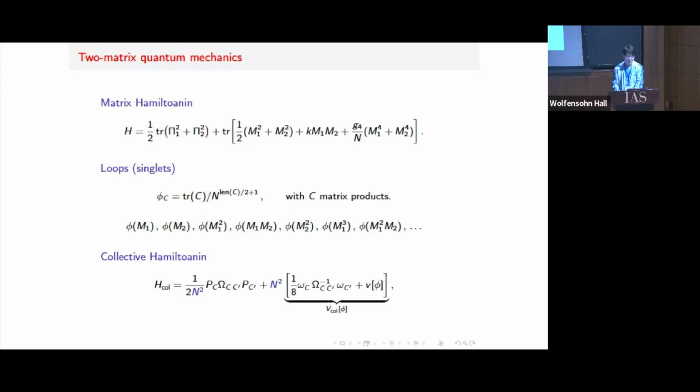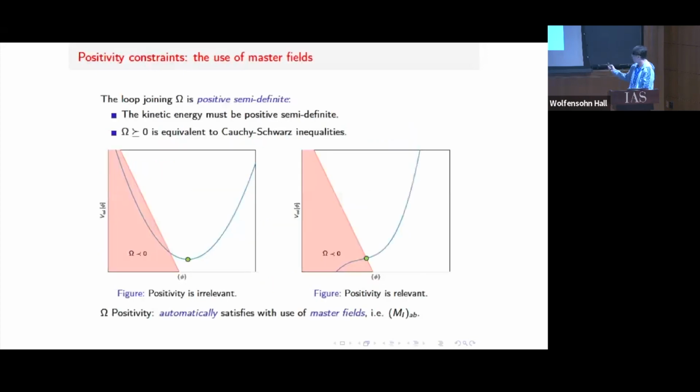And in the large N limit, we can actually express the original matrix Hamiltonian in terms of a collective Hamiltonian, which is in terms of these loop variables phi of C, and their canonical conjugates P_C. The important part is that in the large N limit, the potential term actually dominates. So a large N background is given by the minimum of this collective potential. But at the same time, the matrix omega appearing here is positive semi-definite, and one can show that it is equivalent to the Cauchy-Schwarz inequalities.